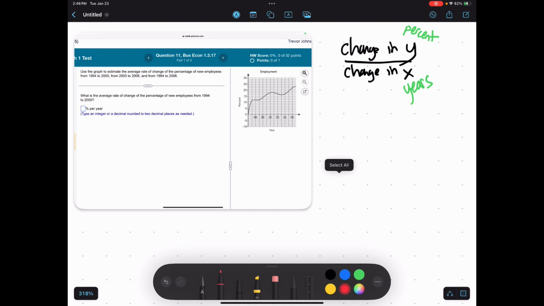1994. What's my percentage? Here's 1994 is where it starts, so my percentage is just 0. Okay, so I have a coordinate point now for that very first point. Okay, I'm also going to need to know my coordinate point for 2000. So here's 2000. I'll come up here, follow that line over, and I'm left at about there. So I'm going to call that 18%. Okay, that gives me my next coordinate point, 2000 and 18%.